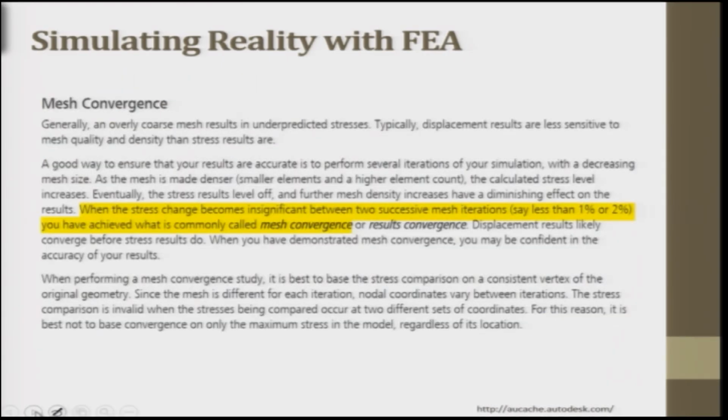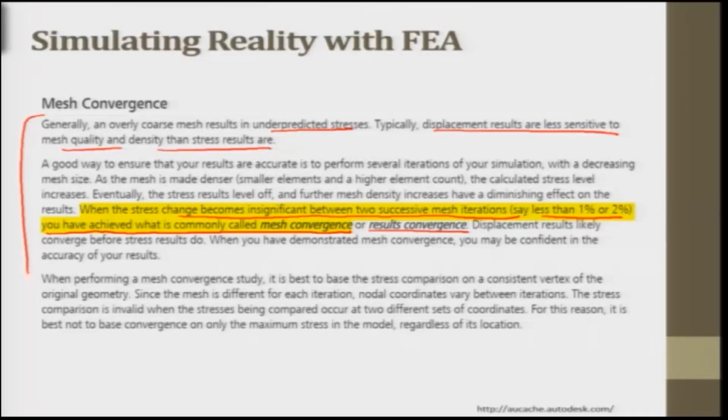Now, mesh convergence. Generally, an overly coarse mesh results in unpredictable stresses. Typically, displacement results are less sensitive to mesh quality and density than stresses are. When the stress change becomes insignificant between two successive mesh iterations, say less than 1 or 2%, you have achieved what is commonly called mesh convergence or result convergence. That is, finally mesh convergence has happened and final results can be seen or obtained. So this is what it is telling us. You can read this all.